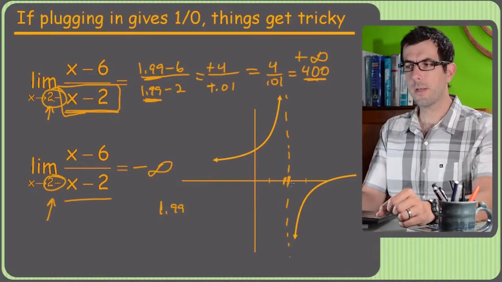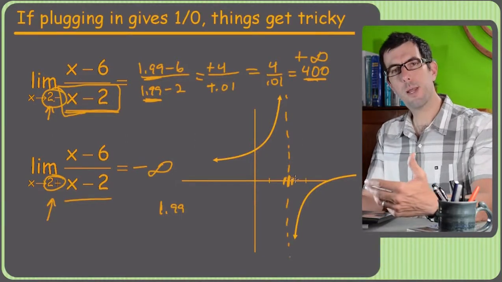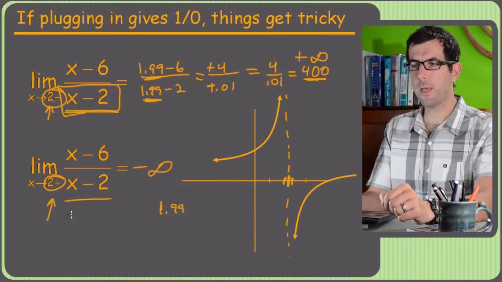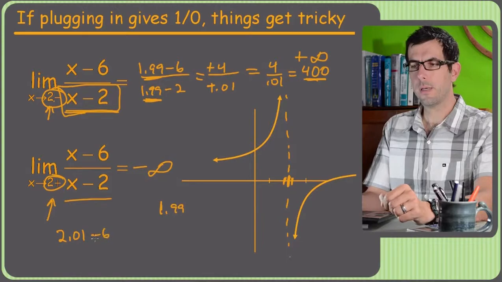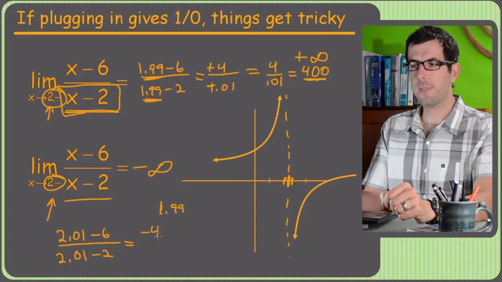We'll pick a number. If we're approaching 2 from the right, I want a number right next to 2 that's just to the right of 2. And it looks like that would be 2.01. So I'm just going to plug in 2.01 for x everywhere I see it. So it'll be 2.01 minus 6 and 2.01 minus 2. So once again, I'm going to get negative 4 up top.